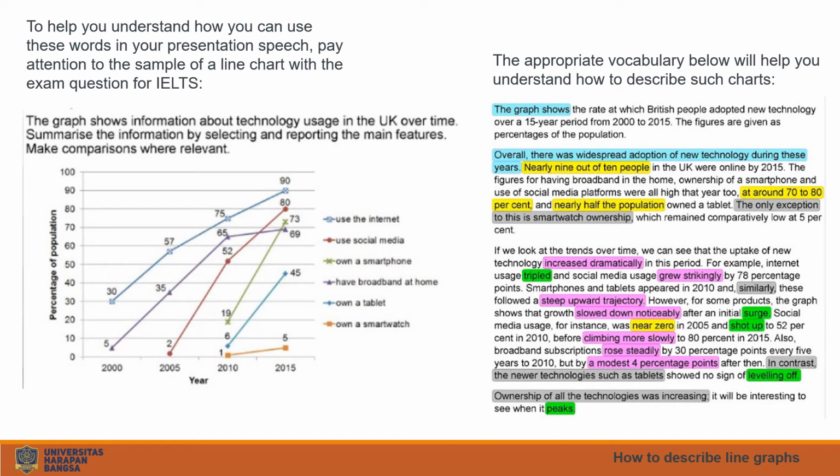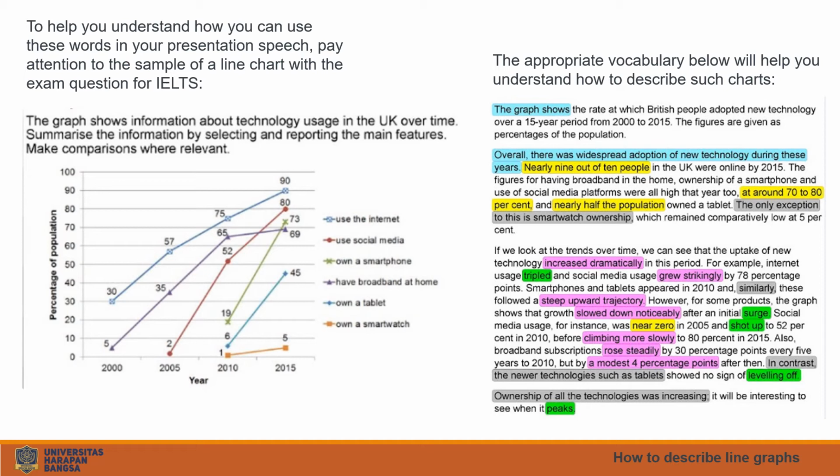The figures for having broadband in the home, ownership of a smartphone, and use of social media platforms were all high here too, at around 70 to 80%, and nearly half the population own a tablet. The only exception to this is smartwatch ownership, which remained comparatively low at 5%.